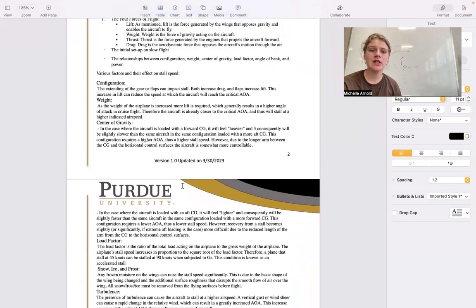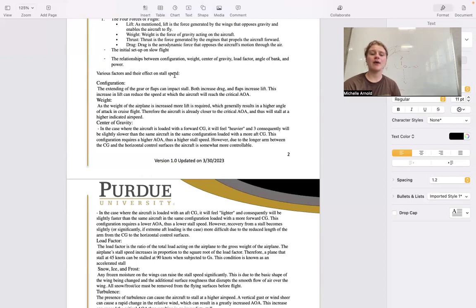All right, so the stall speed is the speed at which the airplane will exceed the critical angle of attack and no longer be able to create lift, and that is when the plane will stall. There are a couple of factors that go into changing this stall speed. A couple can be the configuration. So extending the gear or flaps can impact the stall. Both will increase drag and flaps increase lift. This increase in lift will reduce the speed at which the aircraft will reach the critical angle of attack. So this will lower the stall speed, and this is good.